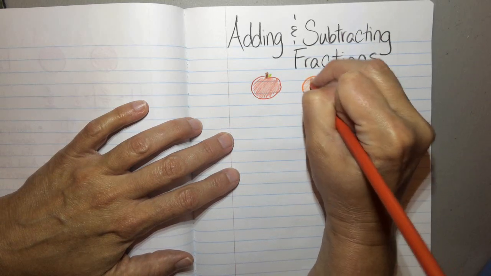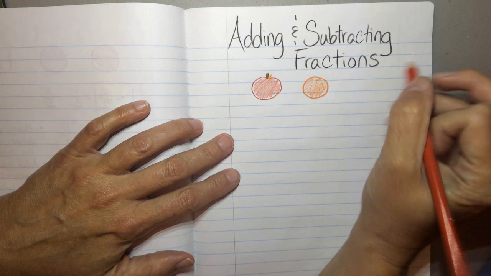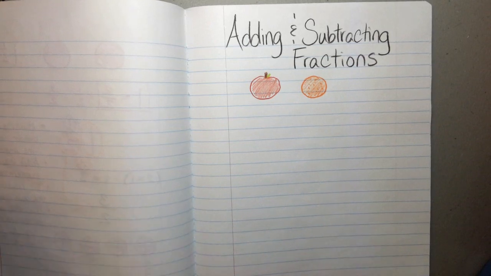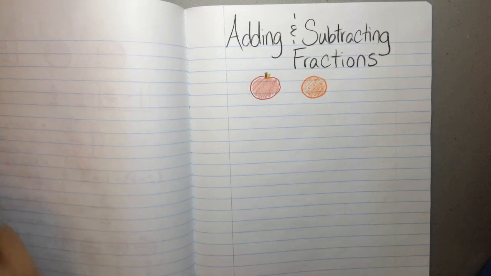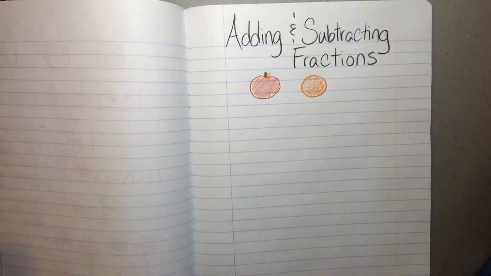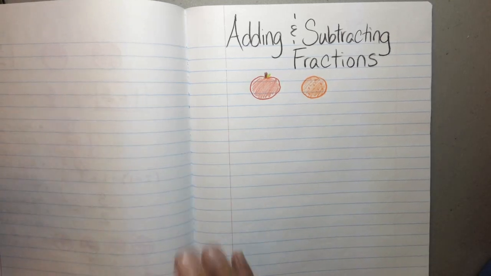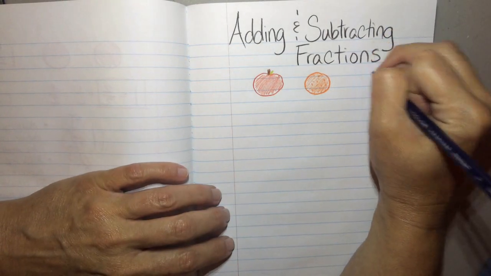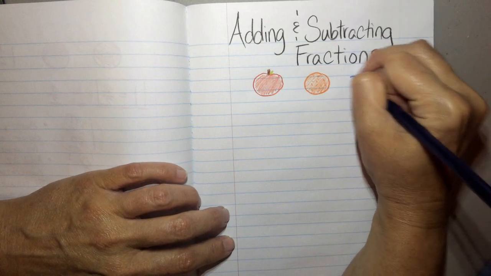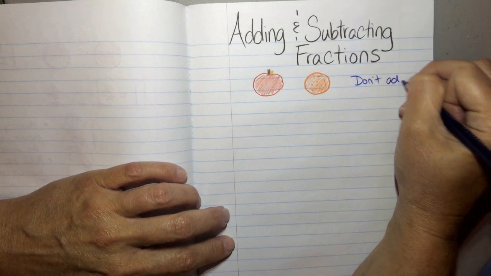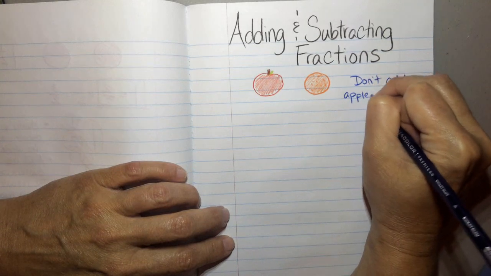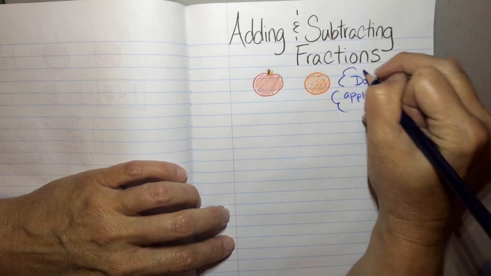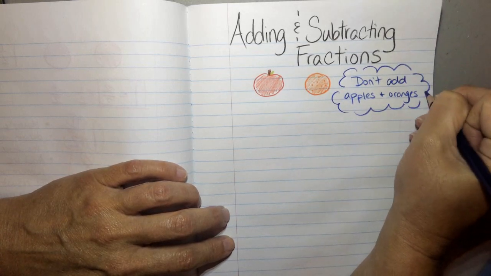Okay, so you've heard the phrase, it's like comparing apples to oranges. Apples and oranges just aren't the same thing. So you can't compare an apple to an orange. You also can't add apples and oranges. I guess you could if you were asking how much fruit you have, but just for the sake of this, we're not going to add apples and oranges. Okay, so in math, we don't add apples and oranges.